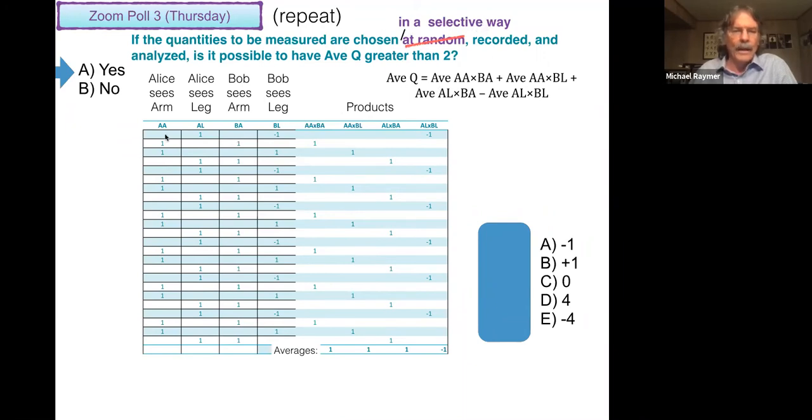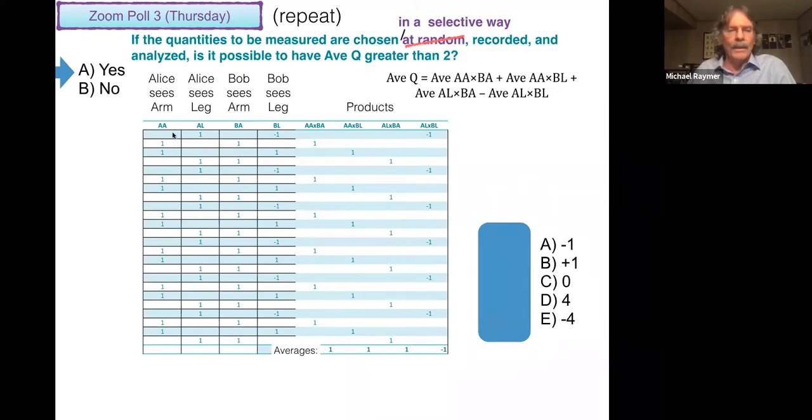So rather than using a coin toss for Alice to decide whether to measure arm or leg, and Bob tosses a coin to decide whether to observe arm or leg, that would be on the previous slide, which I call random, uniform, and fair sampling. Each one uses a fair coin toss. But now, if we have some very tricky selective way, then you can create almost anything you want.